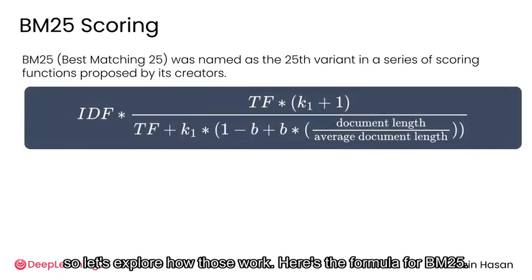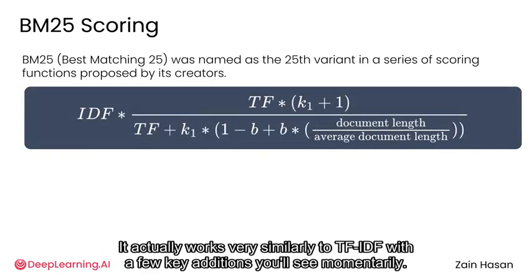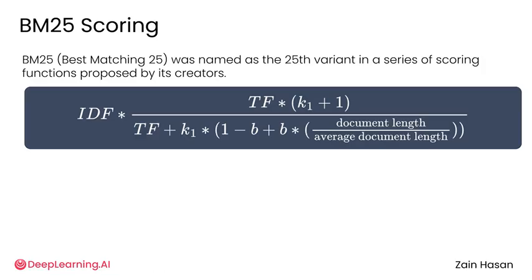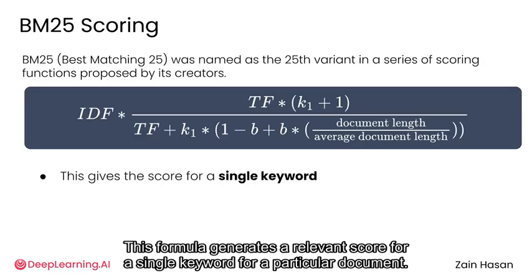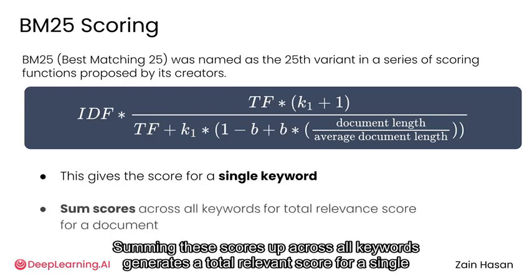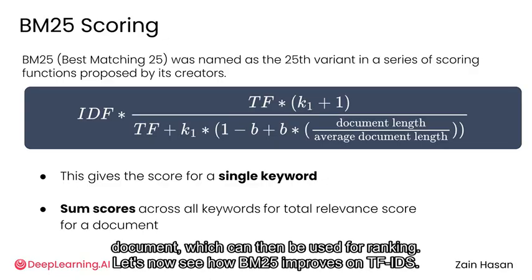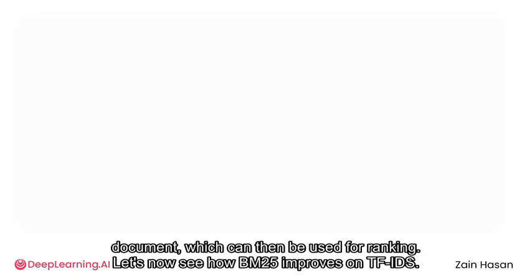Here's the formula for BM25. It actually works very similarly to TF-IDF with a few key additions you'll see momentarily. This formula generates the relevance score for a single keyword for a particular document. Summing these scores up across all keywords generates a total relevance score for a single document, which can then be used for ranking. Let's now see how BM25 improves on TF-IDF.